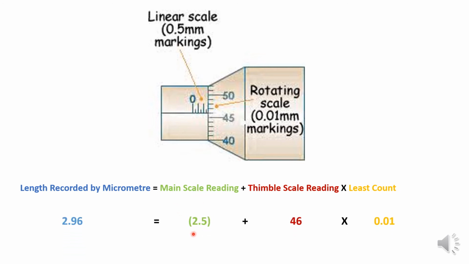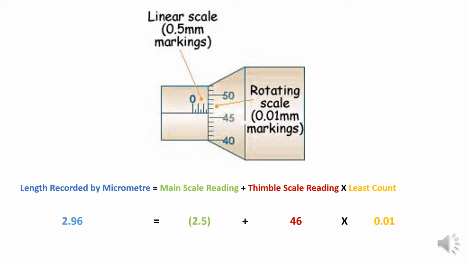Here we have 2.5 mm plus the thimble scale reading. So which division of the circular scale is coinciding with the reference line? Here we clearly see the 46th division. 45 is this and 46th is this. 46 into my least count, so the reading will be 2.96 mm. So in this way we can take reading with the help of micrometer.